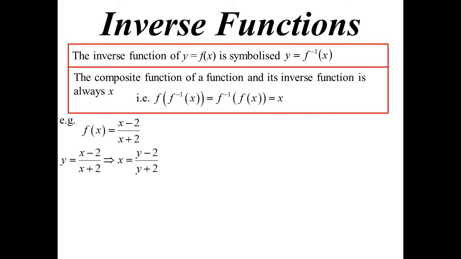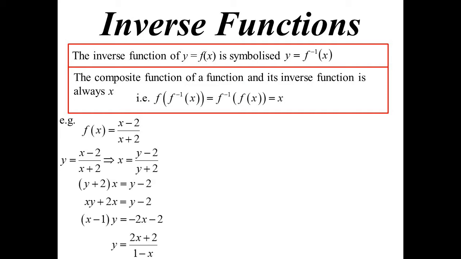So we swap the x and the y's round, and I want to make y the subject. So a little bit of algebra there to do, but eventually we get to the inverse, 2x plus 2 on 1 minus x. And it is an inverse function, because yet again we've ended up with another hyperbola. And we know our basic hyperbolas are going to be functions.